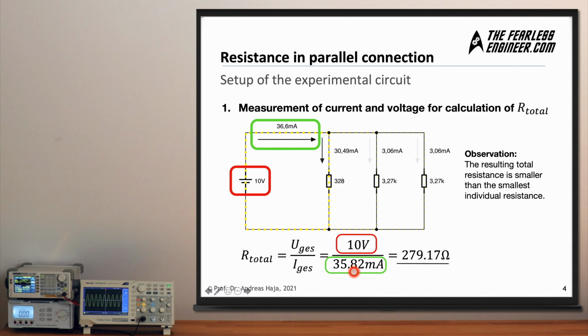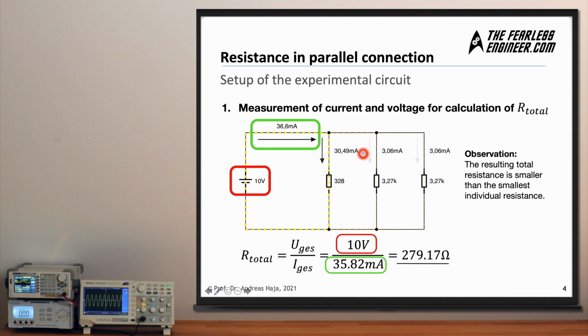Now in the first step, let's take a look at the actual circuit. What you can see here on the left is a voltage source configured to 10 volts. Then we have 3 resistors connected in parallel to each other. The first with 328 ohms, the second and third with 3.27 kilo ohms. As you can see from the simulated currents, the current through the first resistor is the largest, which is as expected because the current tends to take the path with the least resistance, and as this resistor is by far the smallest, the current is the largest.